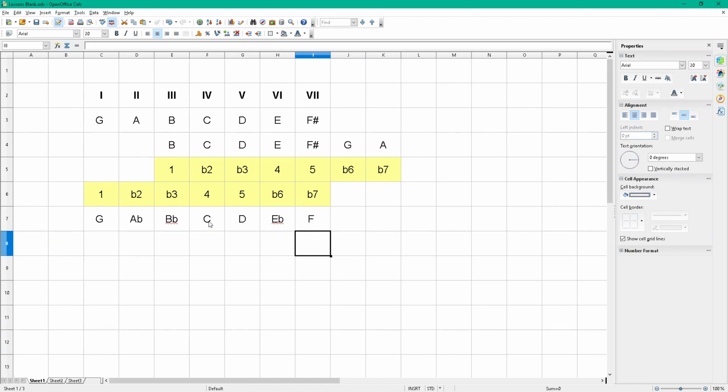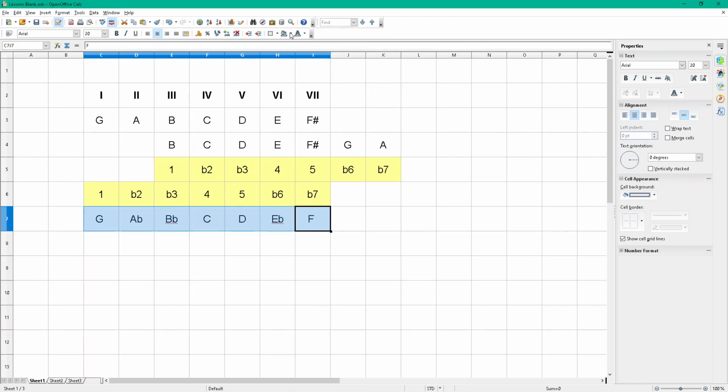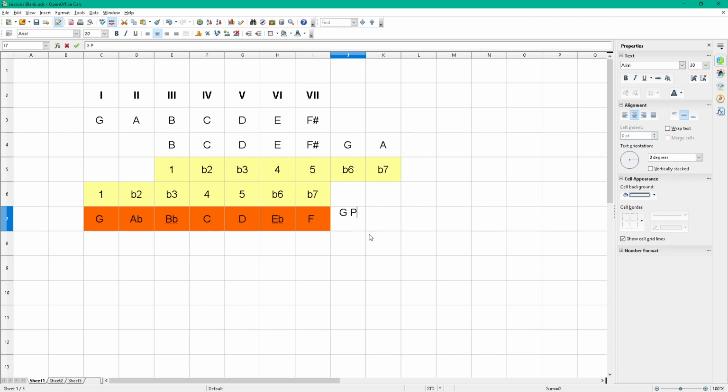So, let me highlight it again. This is G Phrygian, while this was G Ionian. And I think you can see that the difference is obvious. Not only is it obvious in terms of the scale, the notes themselves, but the intervals. What's important for us to know is the intervals, because then we can apply it to every key.